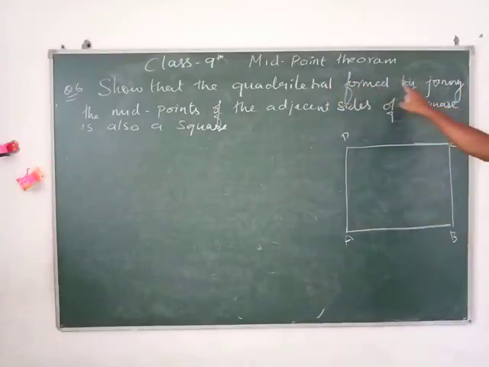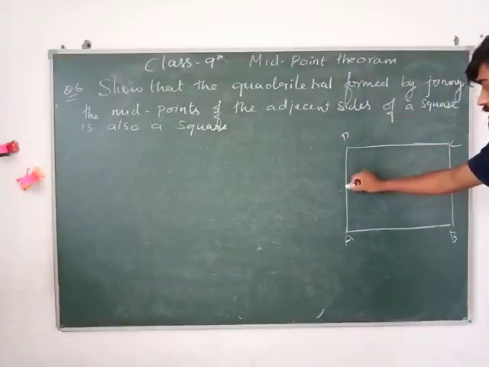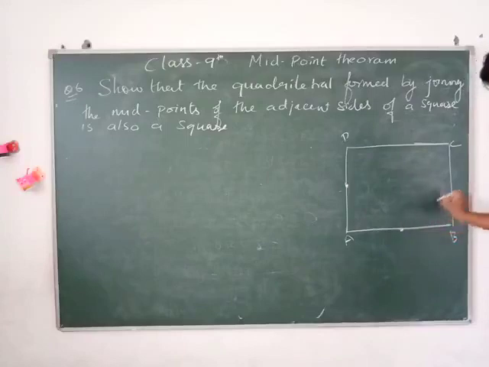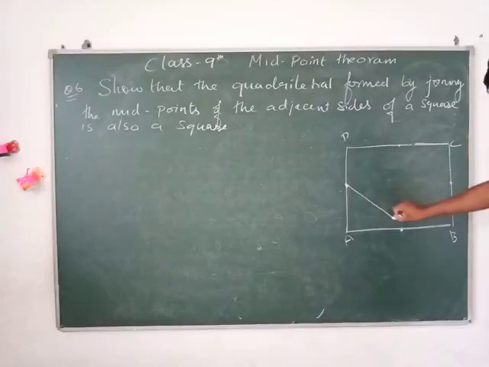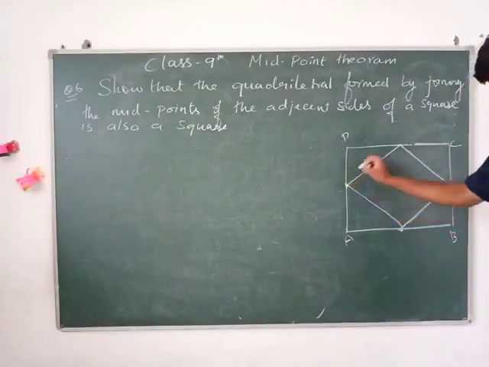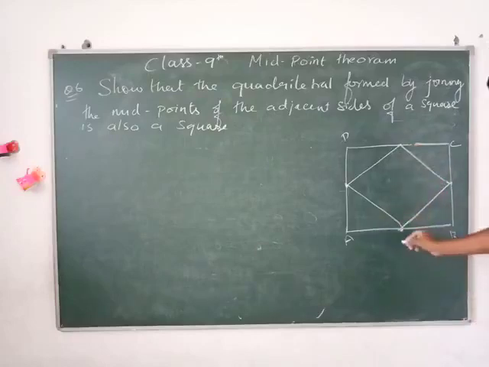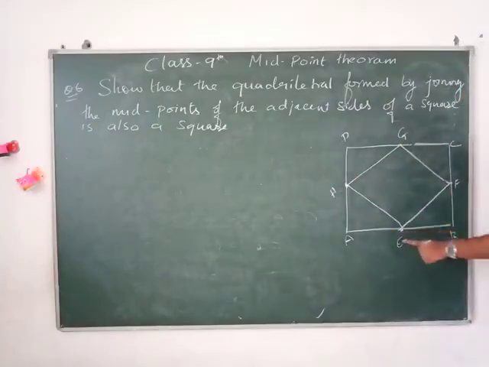Show that the quadrilateral formed by joining the midpoints of the adjacent sides. These are the adjacent sides. This is the midpoint of this side, this is the midpoint of this side, this is the midpoint of this side, and this is the midpoint of this side. Adjacent sides means this side and this side. When I join this side and this side and this side and this side, a quadrilateral is formed. Can you see? A quadrilateral is formed. So if this is E, F, G, H, a quadrilateral is formed.